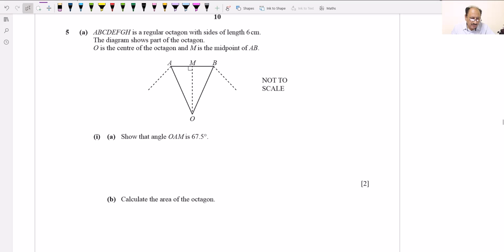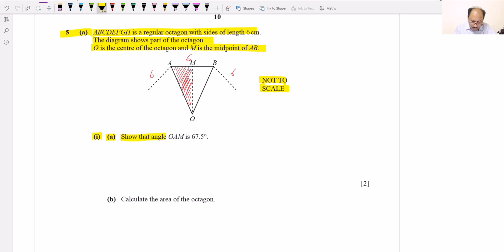Now this is question number 5, and question number 5 says in part a, this is a regular octagon with sides of length 6 centimeter, and each is 6 centimeter. So this is AB is 6 centimeter, and this is also 6 centimeter. And what next? They're saying the diagram shows part of the octagon. O is the center of the octagon and M is the midpoint of AB. Now we can consider this triangle. Now what we have to do, we need to understand, first thing is that the diagram is not to scale.